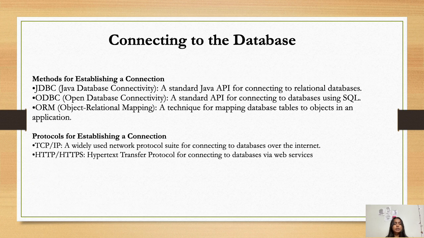So, connecting to the database. Methods for establishing a connection: JDBC, which is Java Database Connectivity, a standard Java API for connecting to relational databases. Then ODBC, Open Database Connectivity, a standard API for connecting to databases using SQL. And ORM, Object Relational Mapping, a technique for mapping database tables to objects in an application.